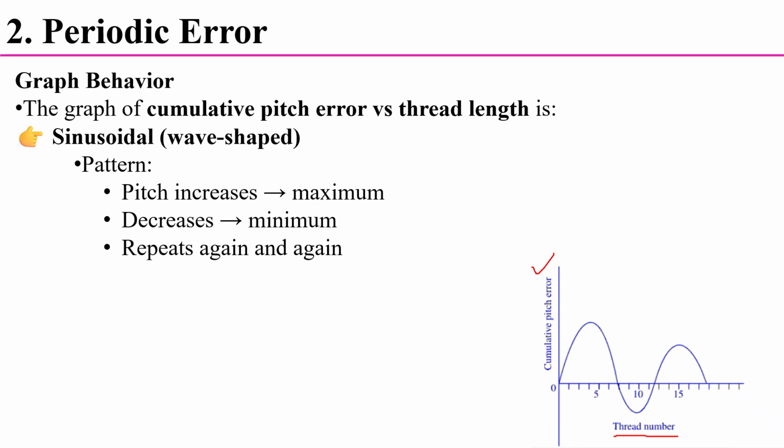And here I have to observe that this error increases up to the maximum value, then it decreases to the minimum value, and once again this is repeated. The pattern is sinusoidal, or wave-shaped, and the pitch error increases up to the maximum value and decreases to the minimum value, and this pattern is repeated again and again.